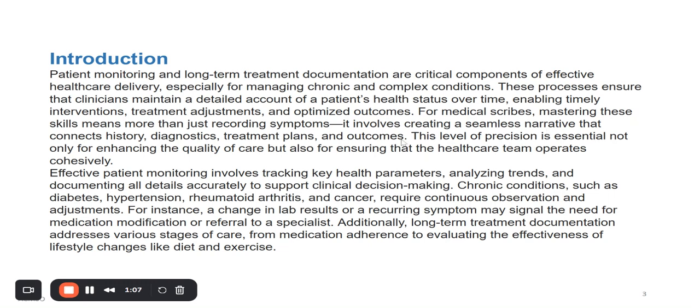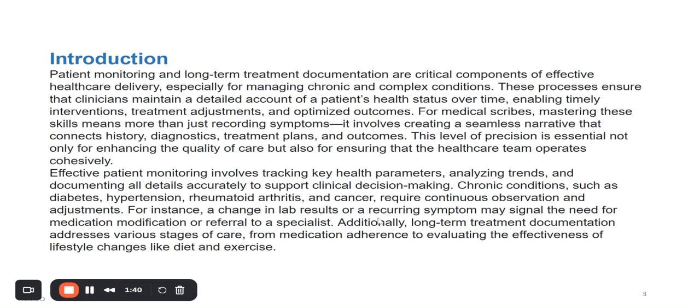healthcare team operates cohesively. Effective patient monitoring involves tracking key health parameters, analyzing trends, and documenting all details accurately to support clinical decision-making. Chronic conditions such as diabetes, hypertension, rheumatoid arthritis, RA for short, and cancer require continuous observation and adjustments. For instance, a change in lab results or a recurring symptom may signal the need for medication modification or referral to a specialist. Additionally, long-term treatment documentation addresses various stages of care, from medication adherence to evaluating the effectiveness of lifestyle changes like diet and exercise.